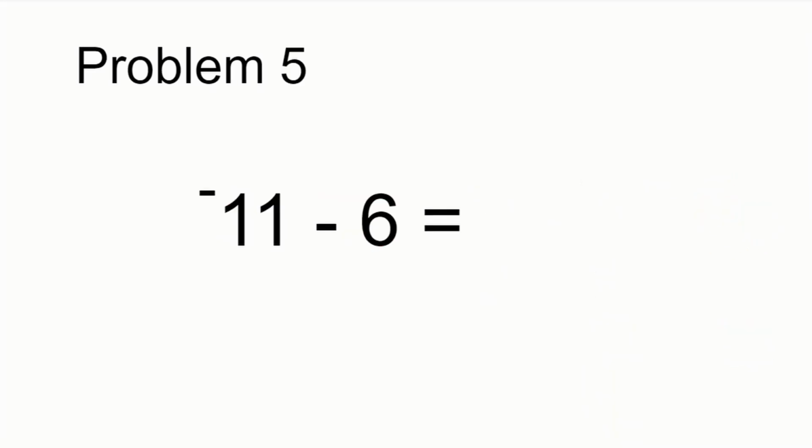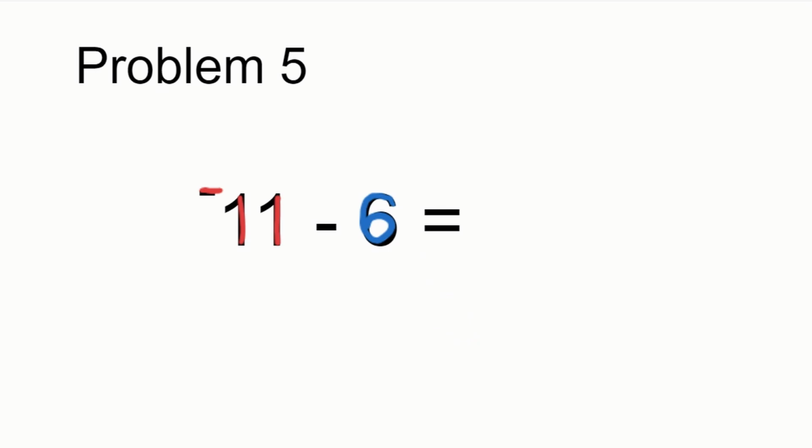And for our last problem, problem 5, negative 11 minus 6. What do these numbers mean in terms of our tiles? Negative 11 means we have 11 red tiles. And minus 6 means we're trying to take away 6 blue tiles. So how can I rewrite this into an equivalent addition problem?